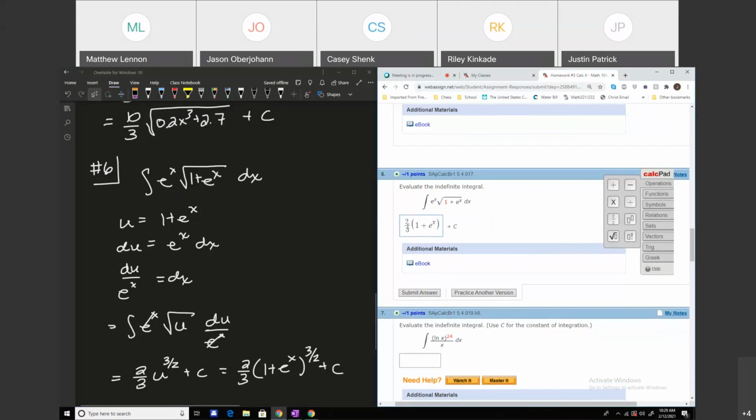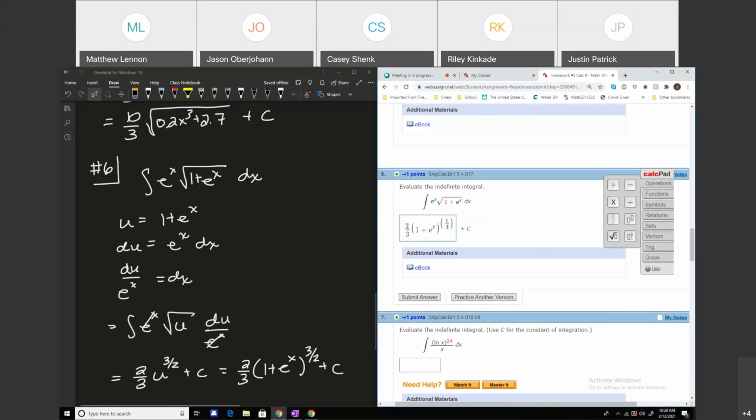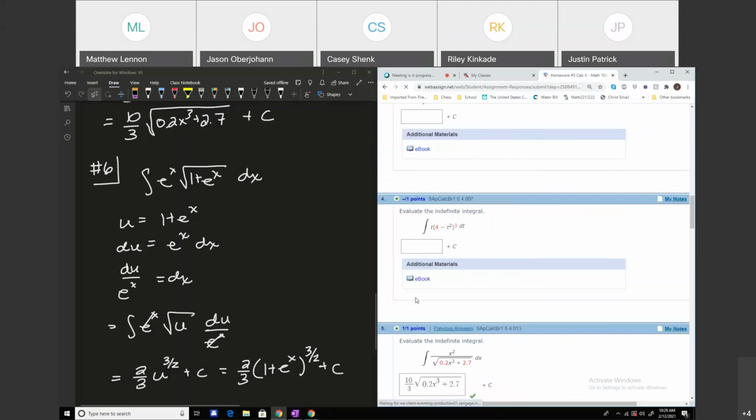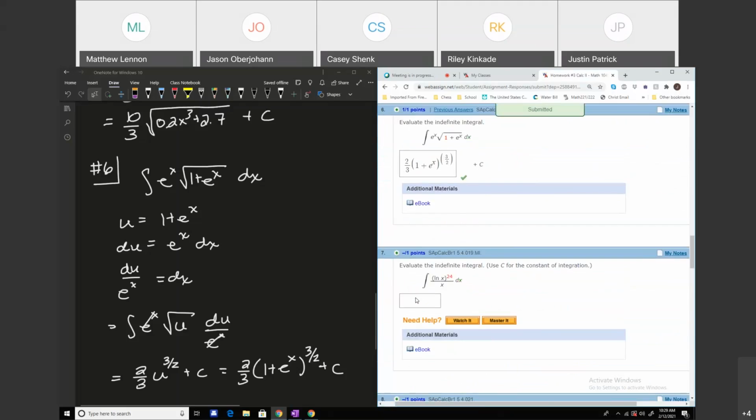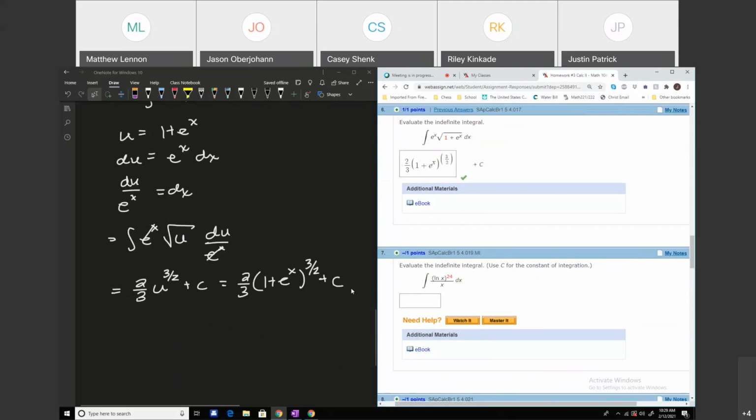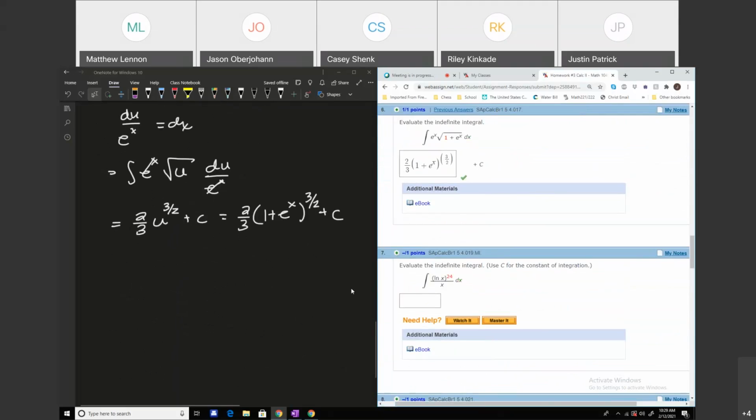Constant there, we just need to raise it to the 3 over 2. There we go. So again, pretty simple there. Number 7, we see the log appearing for the first time. That substitution is pretty straightforward because we know if we let u be natural log of x, du will be 1 over x.